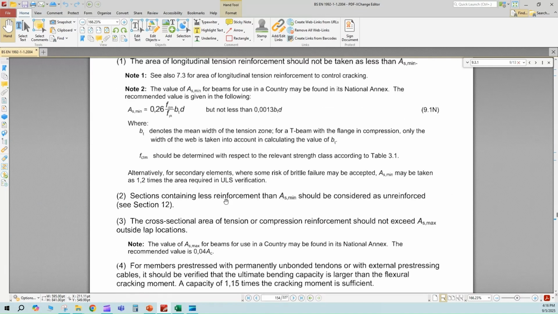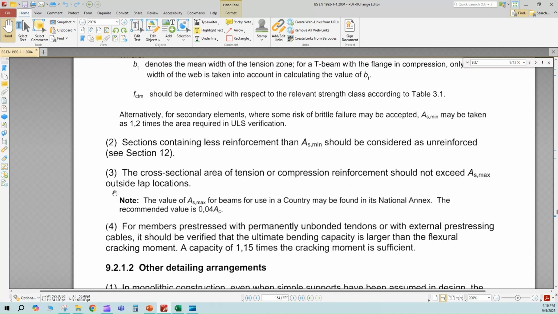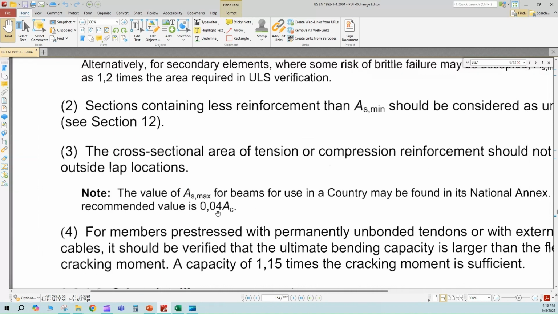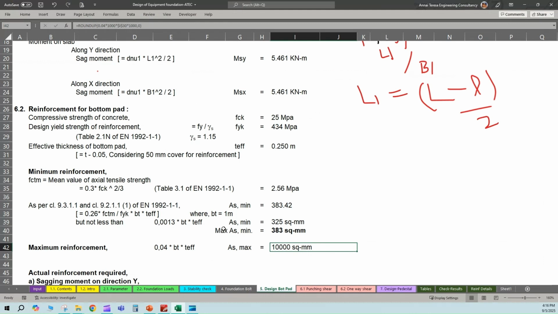For maximum reinforcement, it is mentioned in the same clause. You can see under note 3 that the value of As,max shall be considered as 0.04 Ac. That is considered here by multiplying b t equal to 1 meter, that is 1000 mm, with 0.04 and the effective thickness of the slab 250 mm, that is 0.25 into 1000, which comes to 10,000 square mm. In any case the reinforcement should not go beyond this. If it goes beyond that, we need to increase the thickness of the slab.